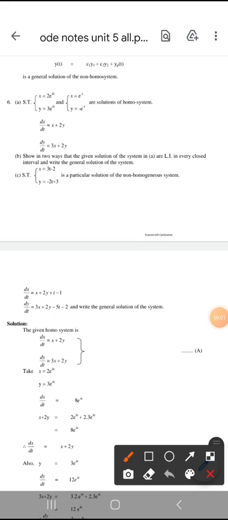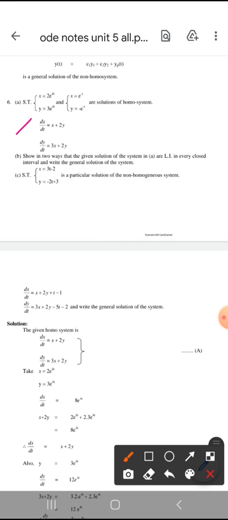Problem 6. This problem has three parts. First, we are proving part A. Show that x = 2e^(4t), y = 3e^(4t), and x = e^(-t), y = -e^(-t) are the solutions of the homogeneous system dx/dt = x + 2y, dy/dt = 3x + 2y.